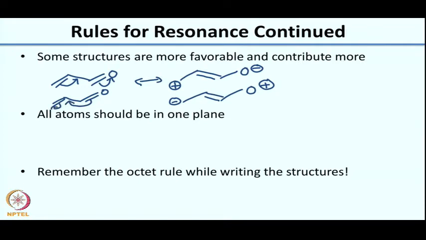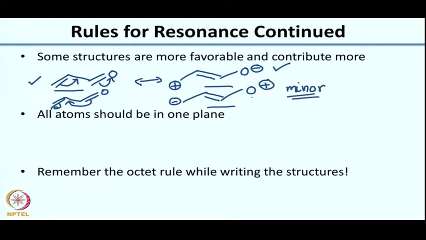Now out of these three structures, so I have structure 1, structure 2, structure 3. This would be the most stable because there is not much charge separation. Now between these two, this structure would be more favorable because you have a negative charge on an electronegative atom, whereas here you have a positive charge on an electronegative atom. So it will be a very minor contributor.